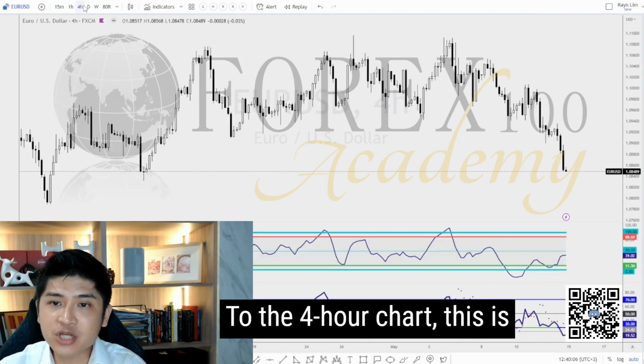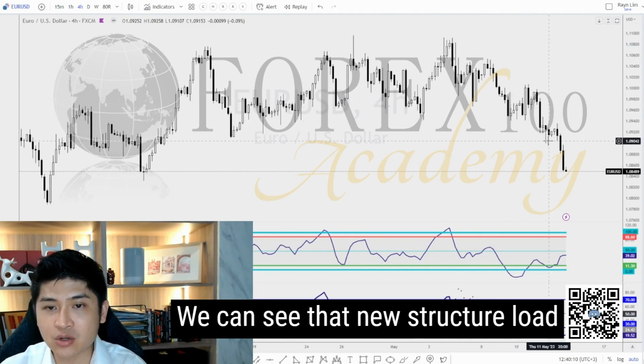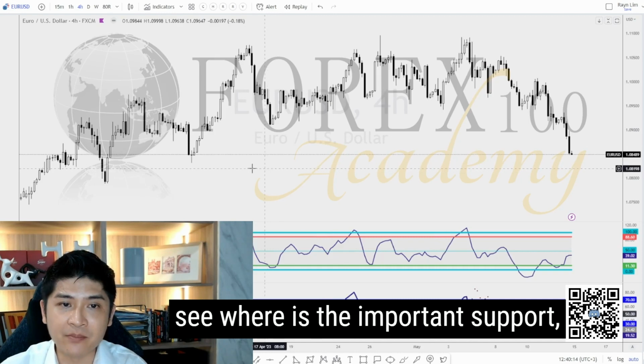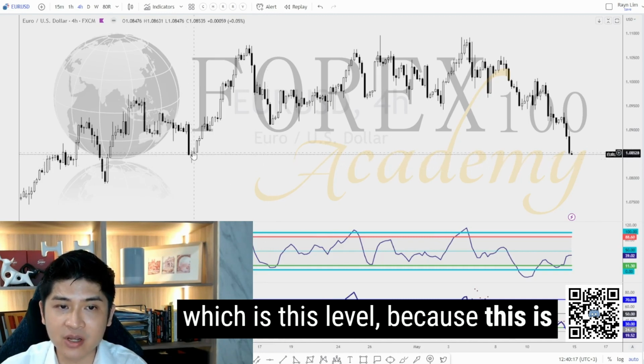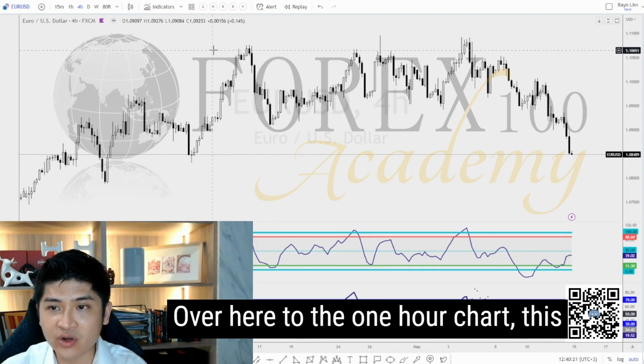To the 4-hour chart, this is what we have on the 4-hour chart. In the recent week, we can see that a new structure low has been made. But first, we have to see where the important support is, which is this level, because this is the move that created a new high over here.